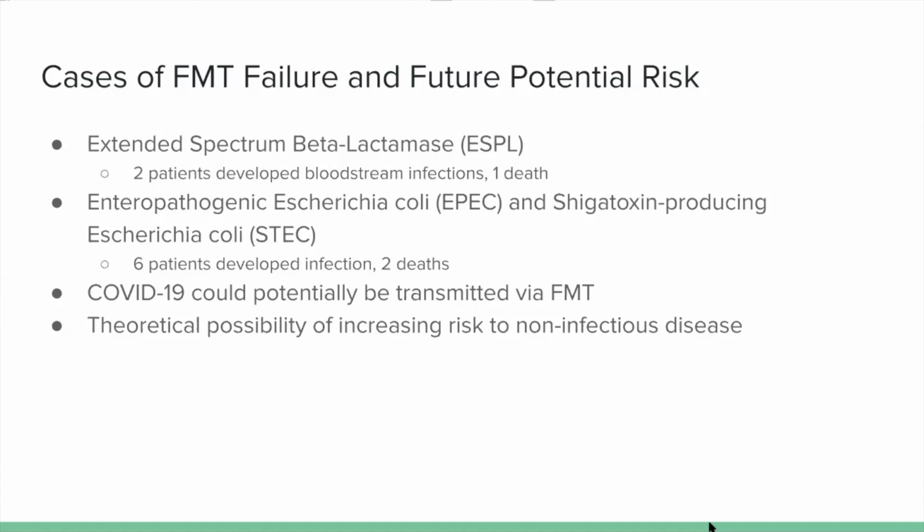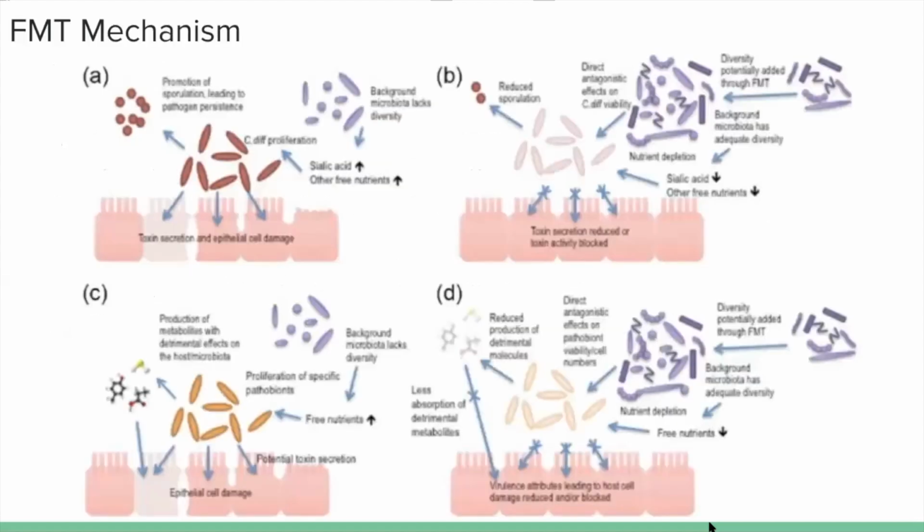This virus can be found in GI tracts, so presumably could be transmitted via FMT. And there are theoretical possibilities of increasing the risk of certain non-infectious conditions in the recipient. These include a vast range of illnesses such as obesity, insulin resistance, and other metabolic disorders, cancer, mood disorders, and other neuropsychiatric conditions.